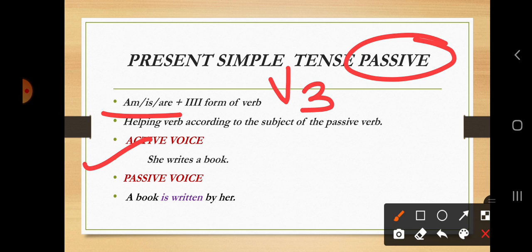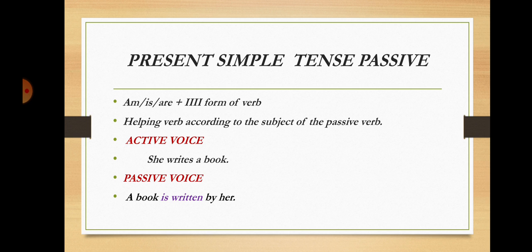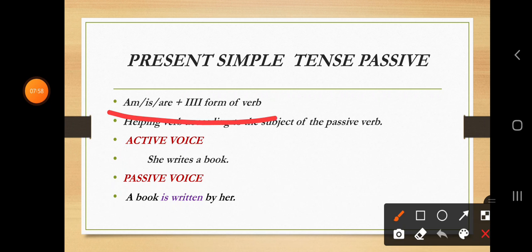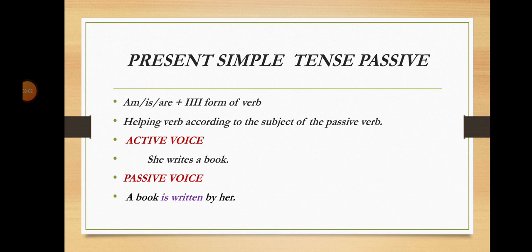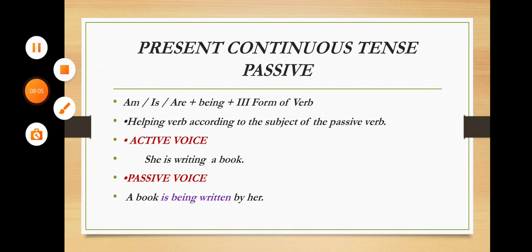For example, she writes a book. She is subject, writes verb and book object. A book, this is singular, is written by her. A book is written by her. So you have to remember these rules for simple present. Let's have present continuous.